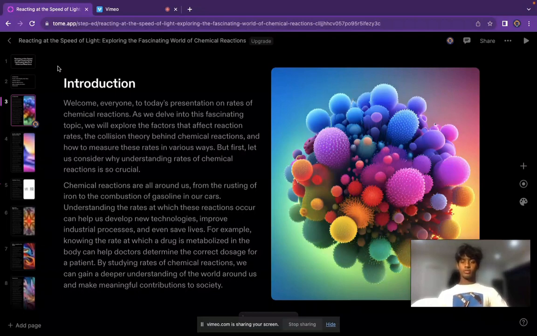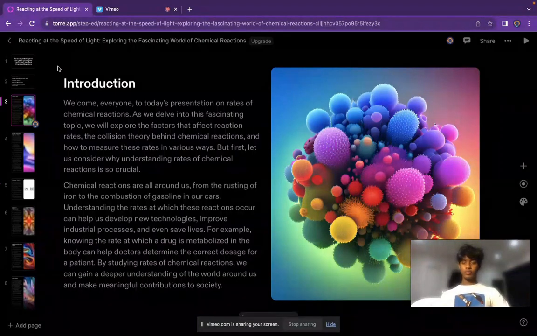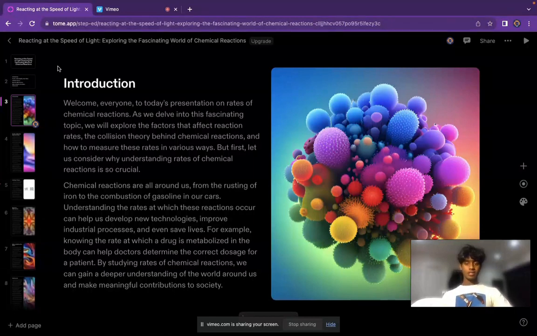Chemical reactions are all around us, from the rusting of iron to the combustion of gasoline in our cars. Understanding the rates at which reactions occur can help us develop new technologies, improve industrial processes, and even save lives. For example, knowing the rate at which a drug is metabolized in the body can help doctors determine the correct dosage for a patient. By studying rates of chemical reactions, we gain a deeper understanding of the world around us and make meaningful contributions to society.